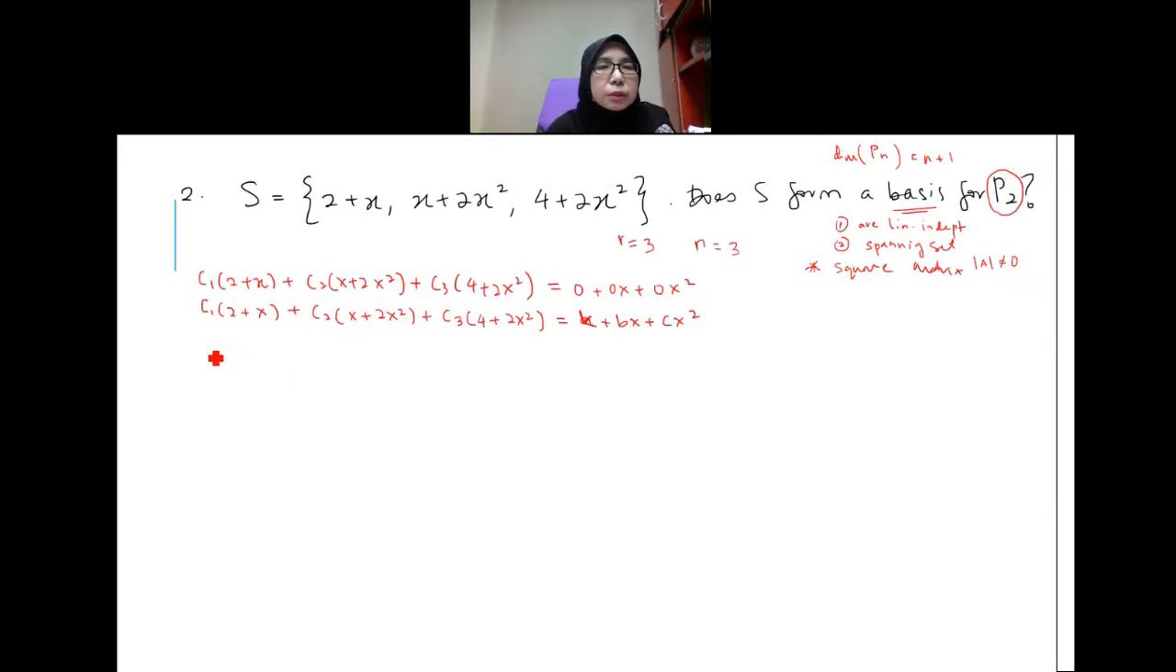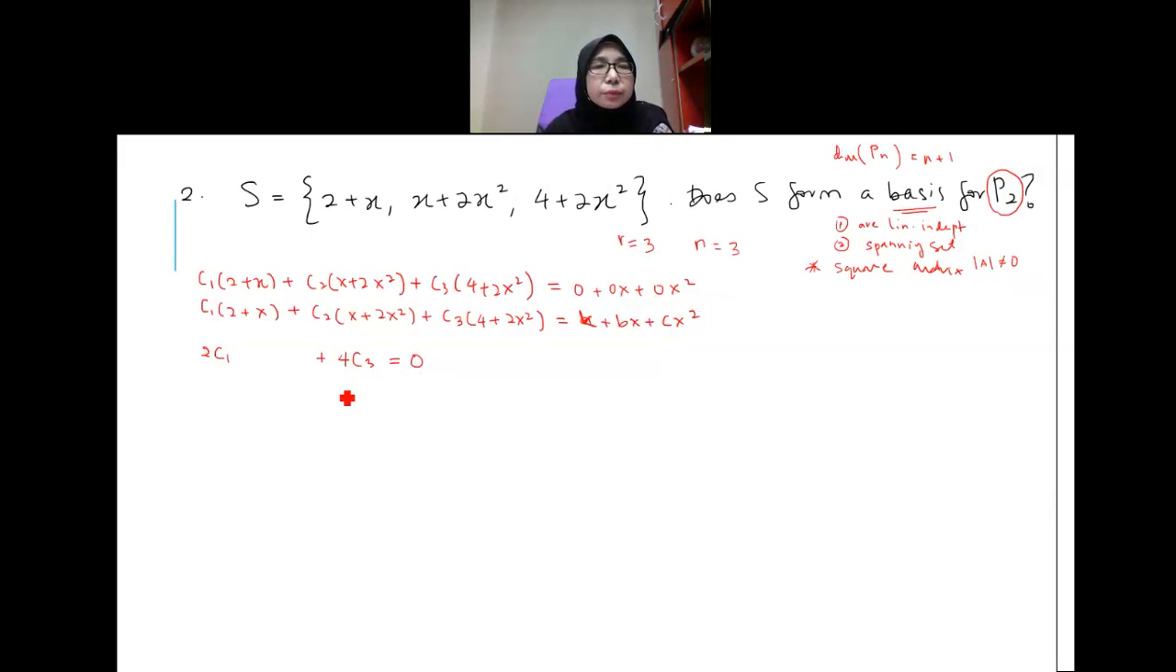So 2C1 here, 2C1. Next one, is there any constant? No, there's no constant. For C3, yes, there is one constant here, 4. So just put here plus 4C3 equals 0. Since R equals 3 and also equals 3, I know that the matrix is a square matrix. So I choose the first one. You also can choose the second one.